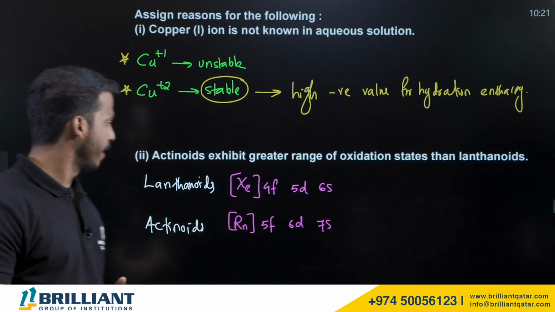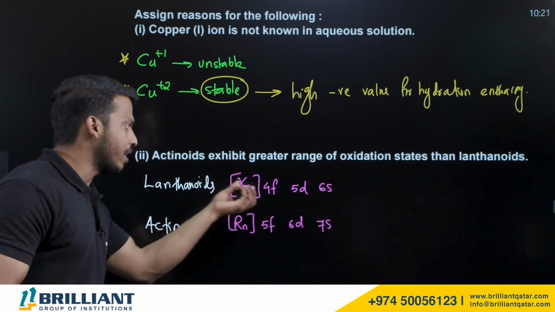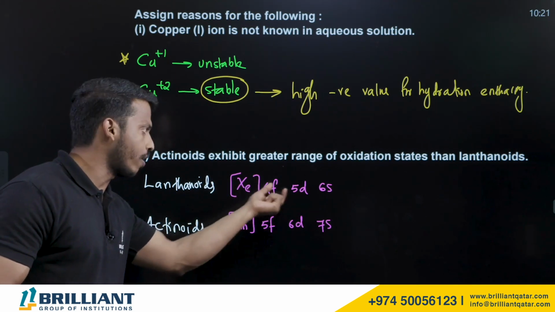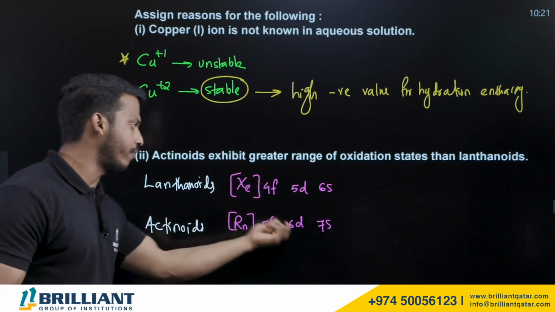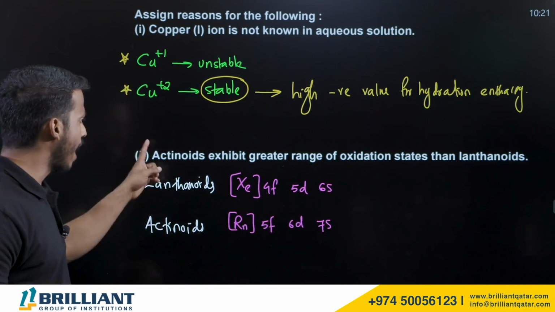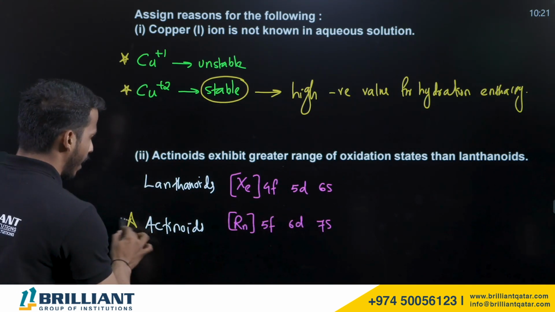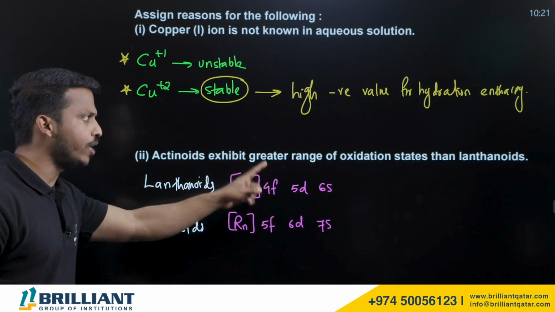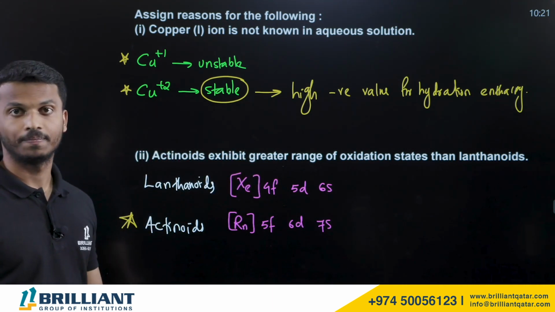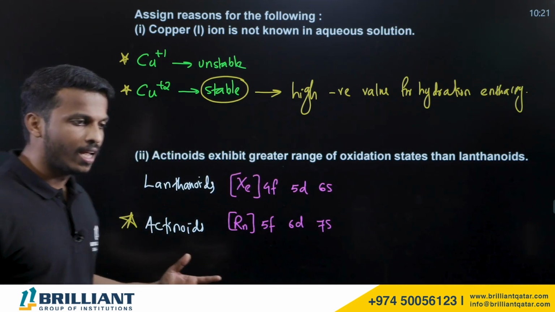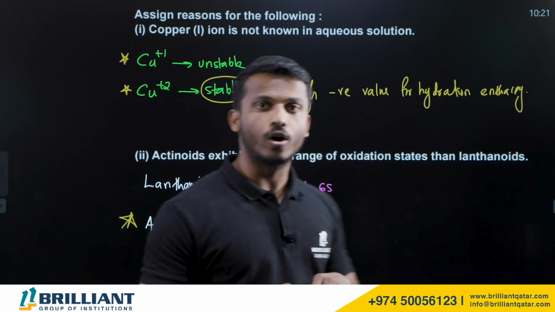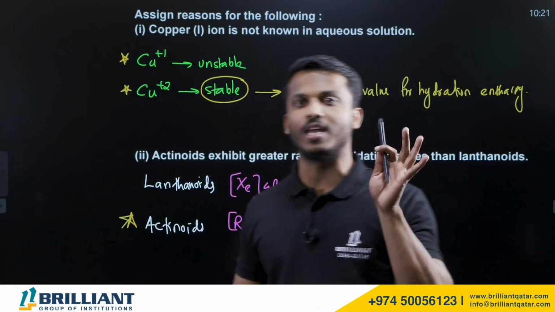Lanthanoids and actinoids. You know, in lanthanoids the outermost orbitals are 4f, 5d, 6s, and in actinoids 5f, 6d, 7s. Question: why do actinoids exhibit a greater range of oxidation states? Why? We studied why transition elements, the d block, show variable oxidation states.